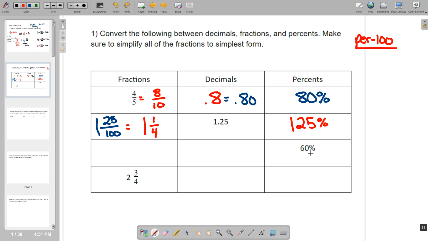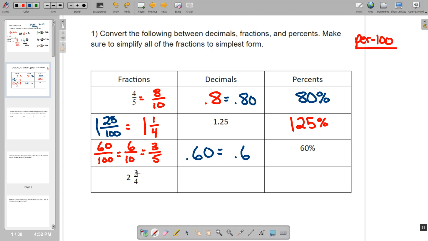60%, 60 per 100, would give us the fraction 60 over 100. This could simplify to 6/10 by dividing by 10. Dividing the numerator and denominator by 2 gives us 3/5 in simplest form. As a decimal, I can do 60 hundredths, or I could do 6/10. Both would be correct. Last one, 2 and 3/4.